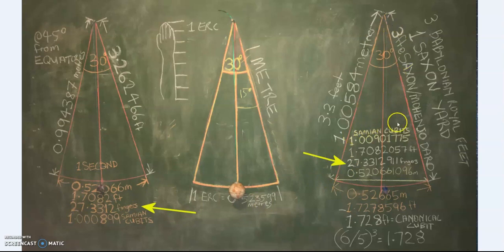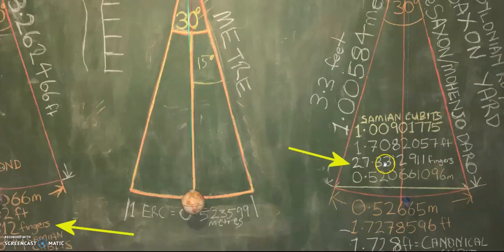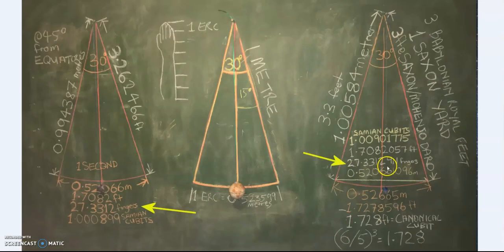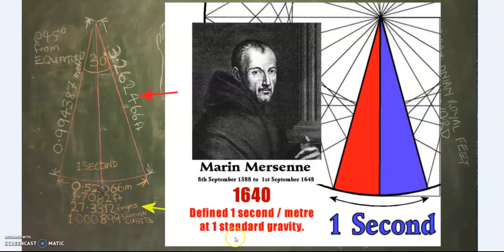And this 3.3 foot Mohenjo-Daro / Babylonian pendulum, well, the straight line across those points is 27.331291 fingers. So once you get to the 4th digit in the finger, you're talking tiny fractions of a millimeter. These are, for all intents, essentially the same. So 27.33 fingers. Just like 108, keep 27.33 in mind.